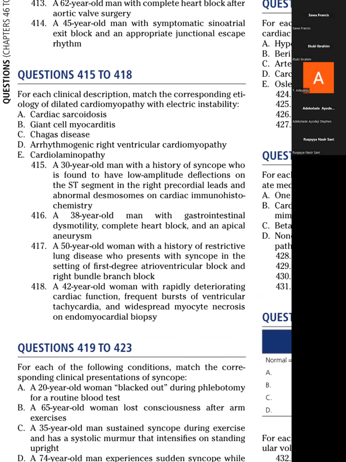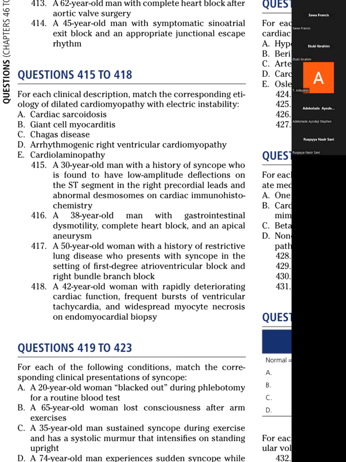Please continue, sir. The first clinical description: the options are A, cardiac sarcoidosis; B, giant cell myocarditis; C, Chagas disease; D, arrhythmogenic right ventricular cardiomyopathy; and E, cardiolaminopathy. So for options A to E, we are to match the clinical scenarios 415 to 418.